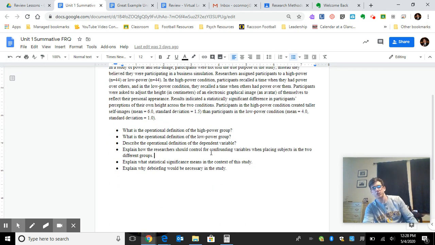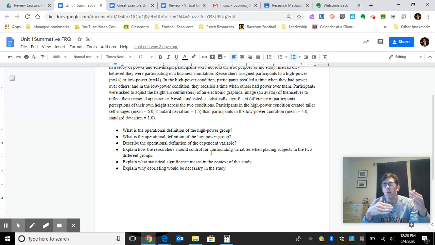Explain how the researchers should control for confounding variables when placing subjects in the two different groups. So there's an important term to include there. And then explain what statistical significance means in the context of this study. So exactly what we just went over. And then explain why debriefing would be necessary in the study.